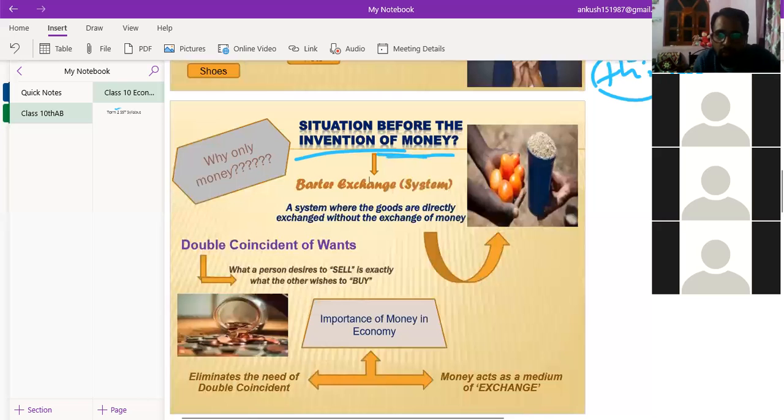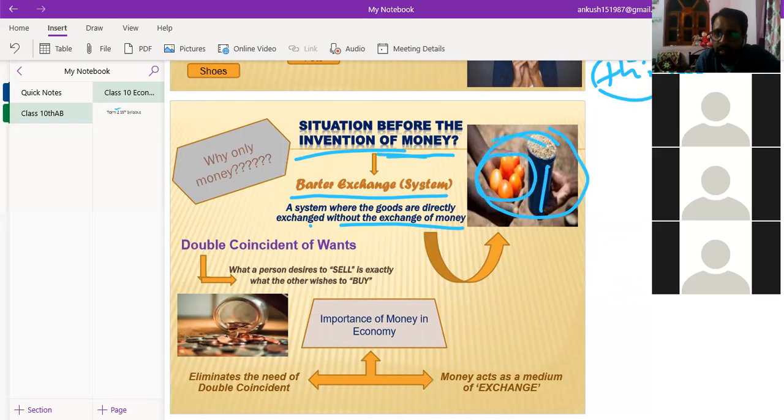So this situation is known as barter system, a system where the goods are directly exchanged without the exchange of money. As in this picture you can see, there is something here in this pot, and the person is holding tomatoes in his hands, right? It means this person will give this thing to this person, and these tomatoes will be given to this person. Both are having the demands of the things.